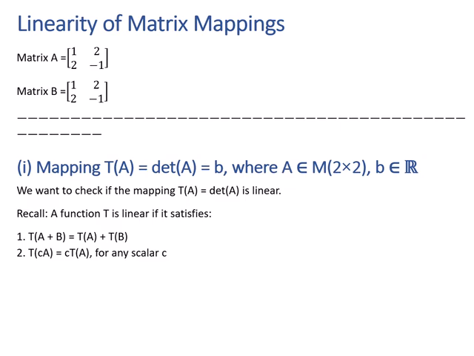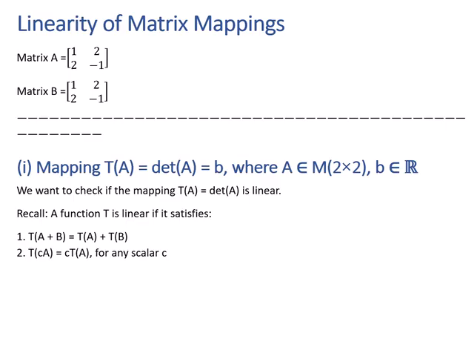So now compare the results, whether they are the same or not. So that will give you whether it is linear or not linear. If they are the same, that means they are linear. If they are not, that means it's not linear. So we want to check if the mapping C of A is equal to the determinant of A is linear.